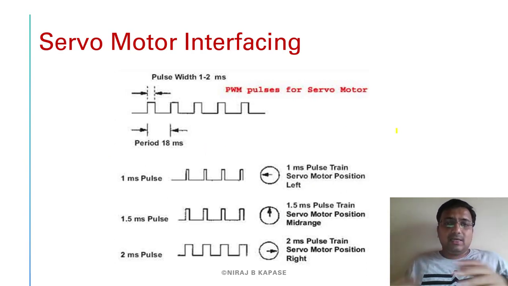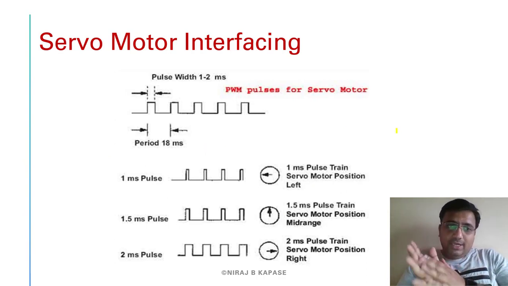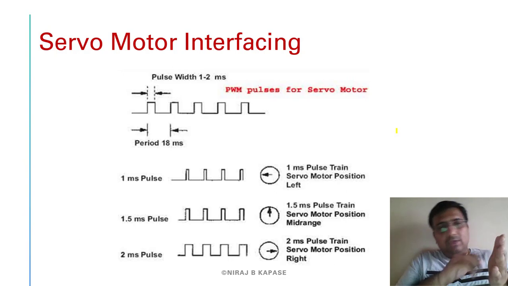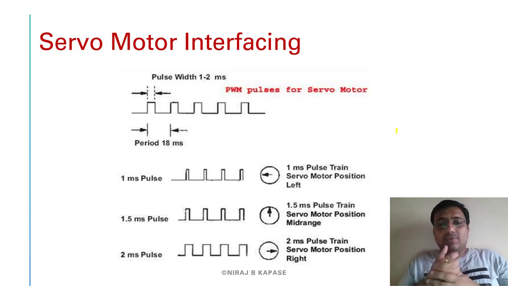We need to pass the pulses, the PWM. Here is how we can pass the different pulses. So PWM pulses for the servo motor. We need to give a pulse width, and based on the pulse width, it turns to an angle. Like a 1 millisecond pulse train for the servo motor to position to the left. So the servo motor position is on the left. 1.5 millisecond pulse.